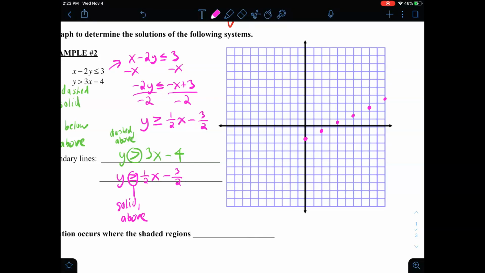Up 1 over 2. And then we can also go the opposite direction, which I would encourage you to do. Go down 1, left 2, the exact opposite direction. It's a solid line, so we're just going to draw a solid line like this.